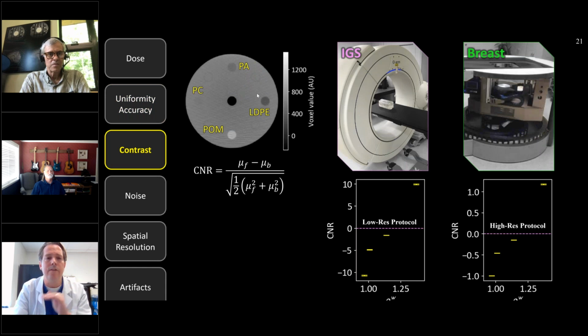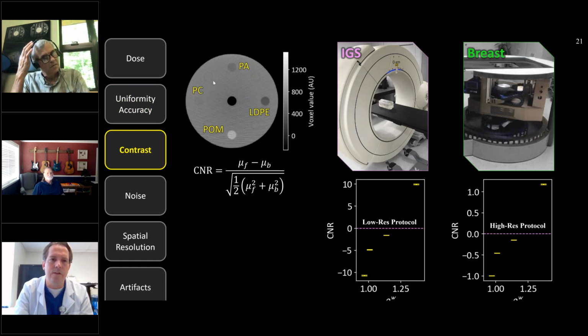Contrast, we go down to the test module. This actually shows an earlier version of the test module, but you see these different plastic materials. They're each indicated here by an abbreviation of some different kind of plastic. And as you see, they present a different contrast.